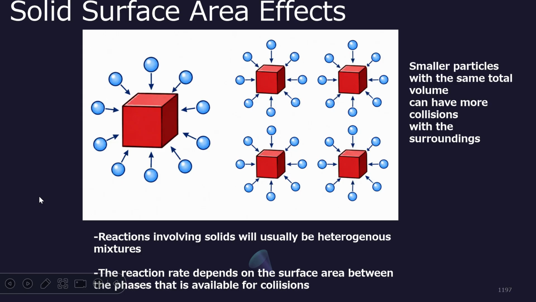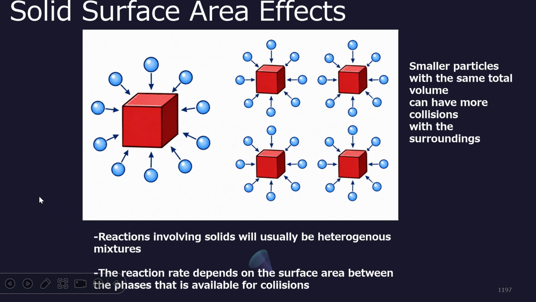Now, solid surface area. Here's an important idea. If we're trying to get particles to react, usually this will be, as I said, liquid or solid particles, these blue ones on the outside, reacting with a solid. They can only react with the outside layers, not the central atoms inside a solid crystal, right? So we can have these particles colliding and reacting with the outside. If you have a big chunk, that reaction rate is going to be fairly slow.